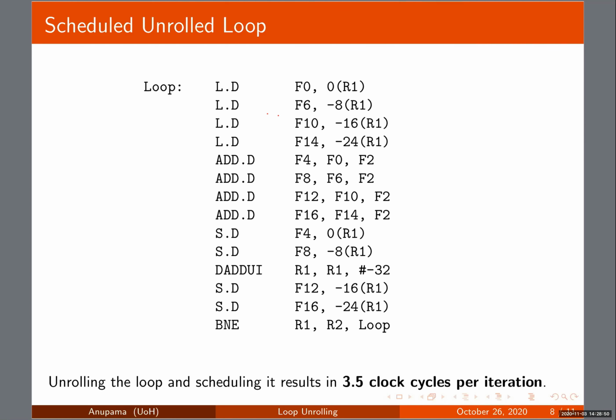Okay. So that is basically the advantage of this entire loop unrolling, right? By unrolling and scheduling, we are actually eliminating stalls and therefore bringing down CPI. That's the whole point of this exercise. Any questions on that?